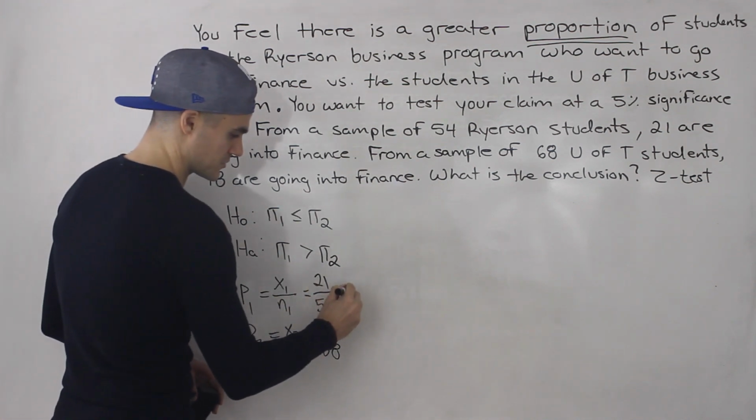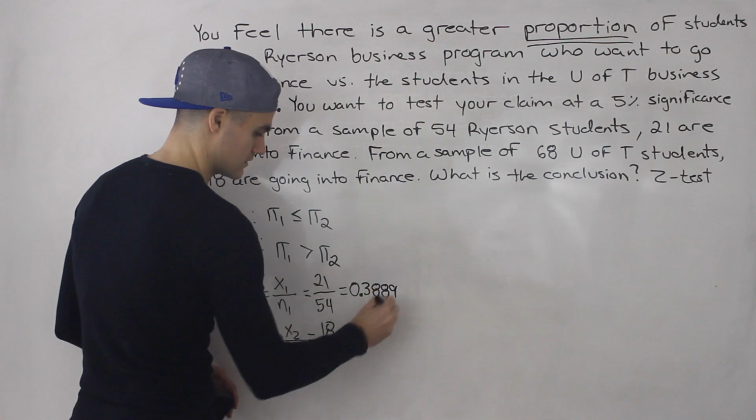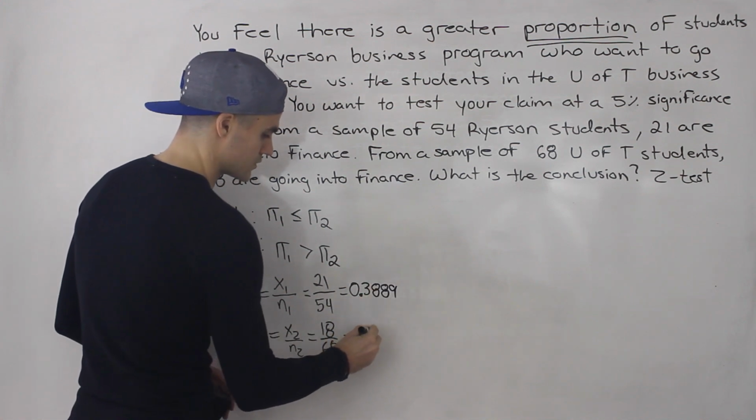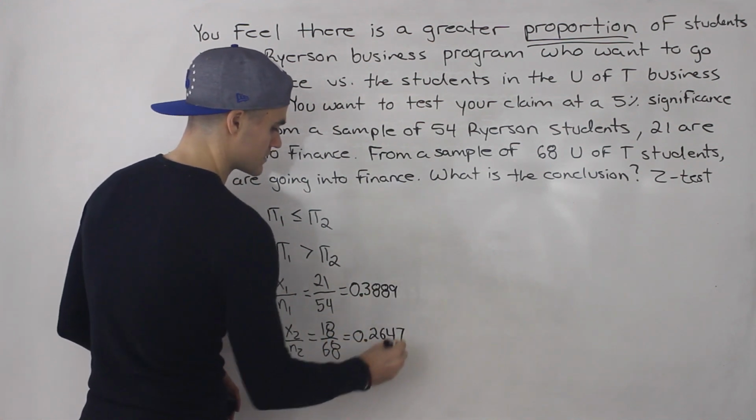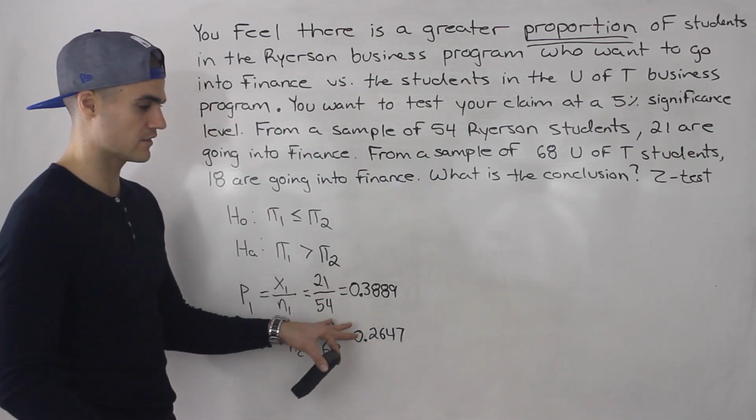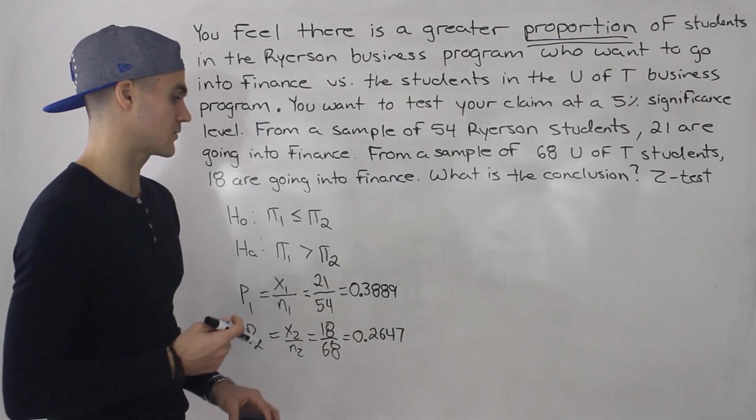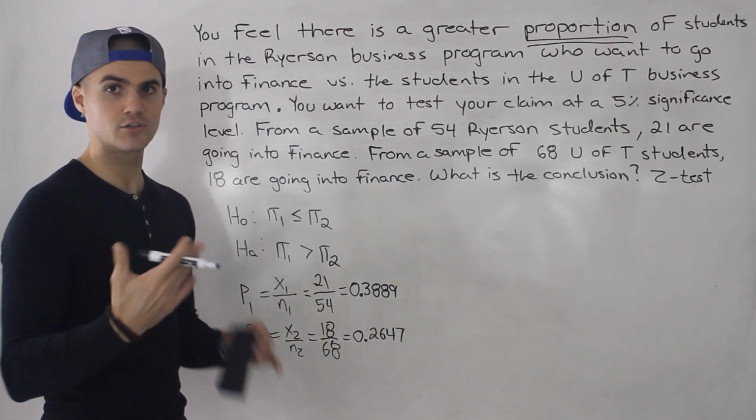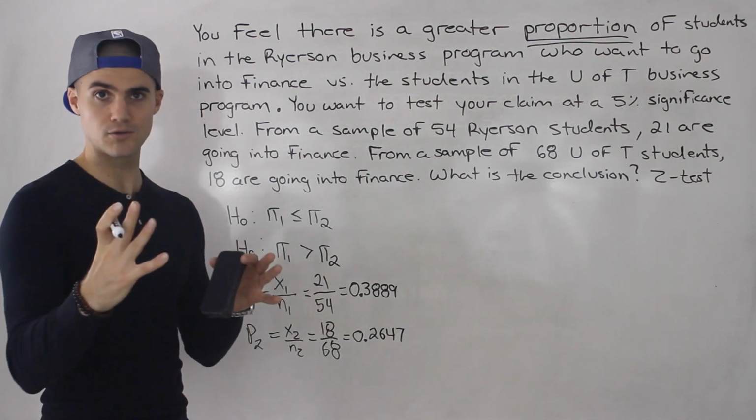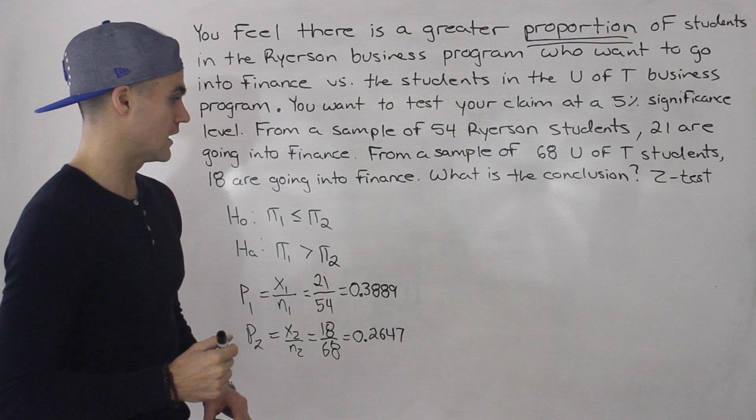And if you want to get the decimals of these, this would be 0.3889. This would be 0.2647. Right? Kept it to 4 decimal places because we're going to be plugging these into the test statistic. So we want it to be as accurate as possible. So we're actually going to do this question in 2 ways. We're going to do it manually, and then I'm going to show you how to do it with the calculator at the end.